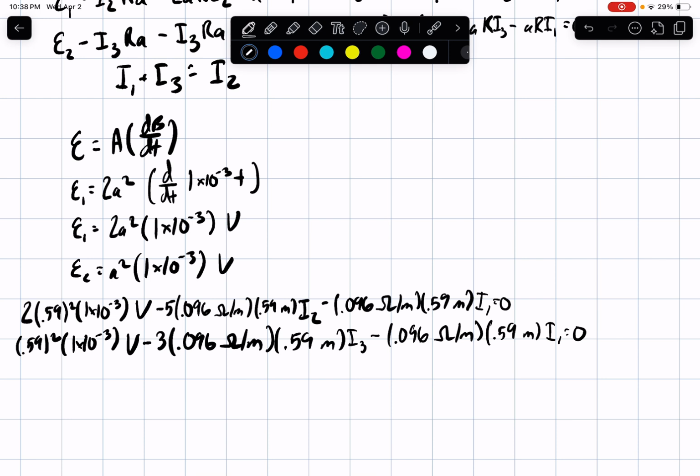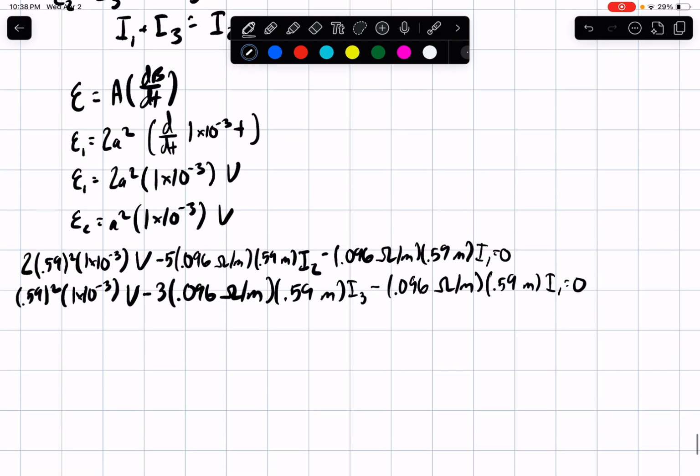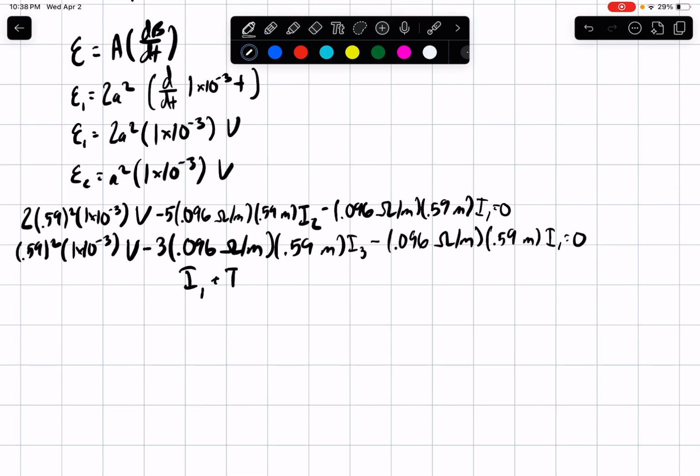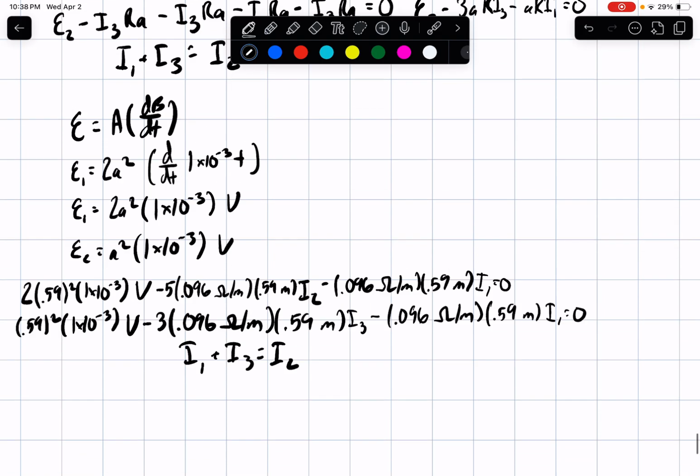So you could subtract the EMF, which is in volts, minus all this, because this is voltage and that's voltage. And same thing down here, voltage, voltage, voltage, and that's all equal to 0. All right, and then finally you have your third equation, which was the junction rule. You have I1 plus I3 is equal to I2.